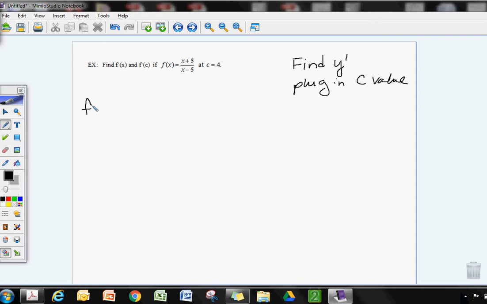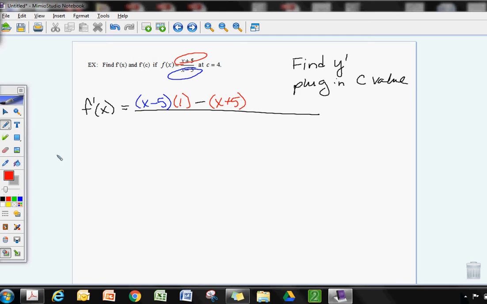So for my derivative, it is a quotient rule. It's a fraction. So blue to the bottom, low, and red to the top, high. So low, x minus 5. D high happens to be 1. Low D high minus high, x plus 5. D low happens to be 1. Square the bottom, x minus 5 squared, and away we go.